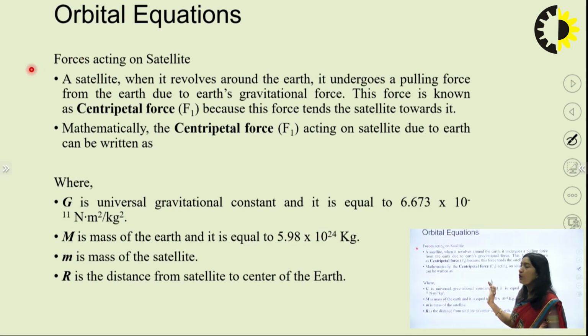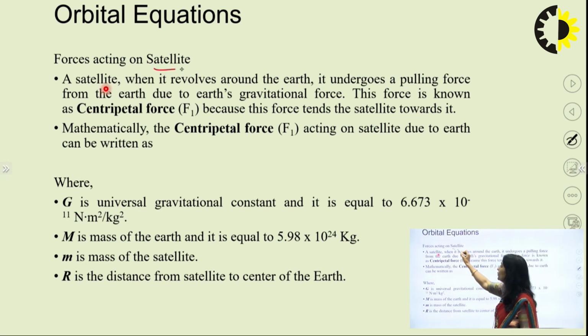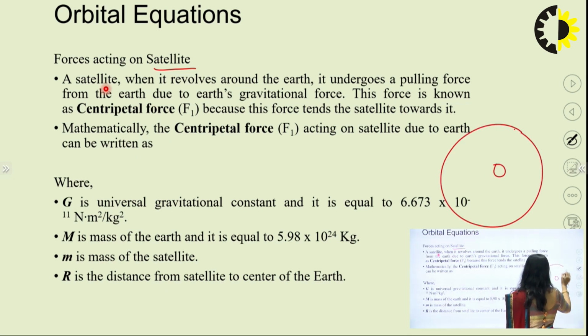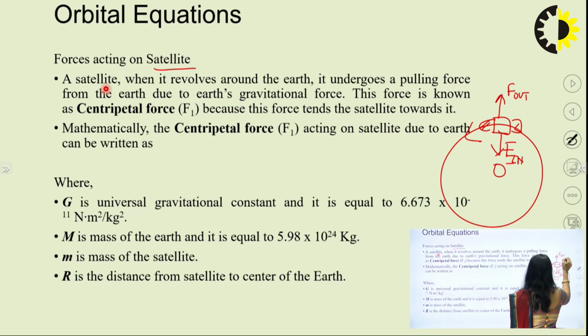Okay, so if we go for the derivation of this, we will study how this equation comes: T square is proportional to a cube. We all know that there are two forces acting on a satellite. Let us say this is Earth and here your satellite is revolving around Earth. So there will be two forces: inward force and outward force.